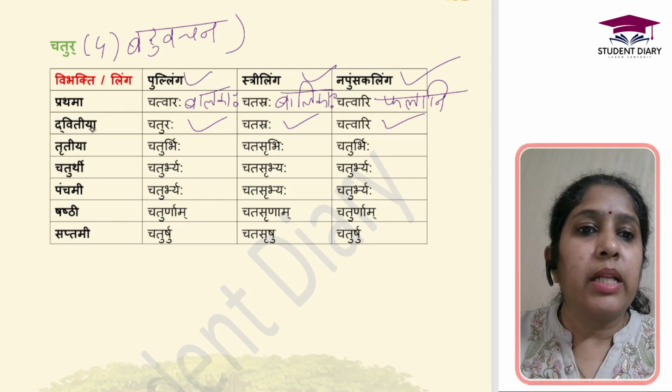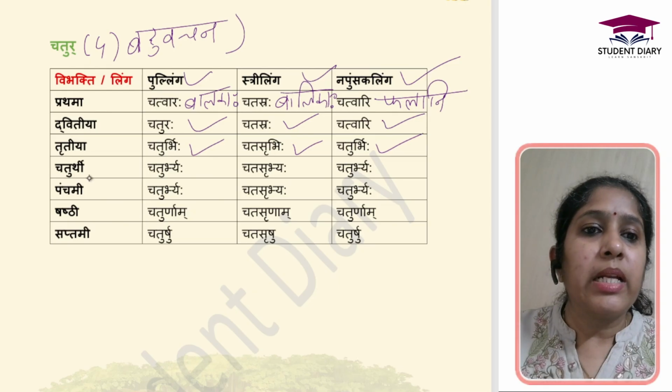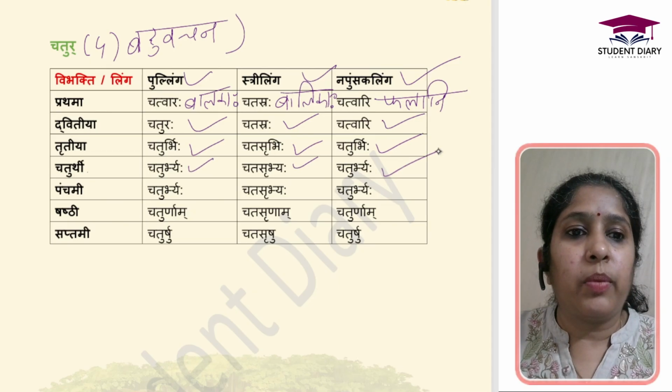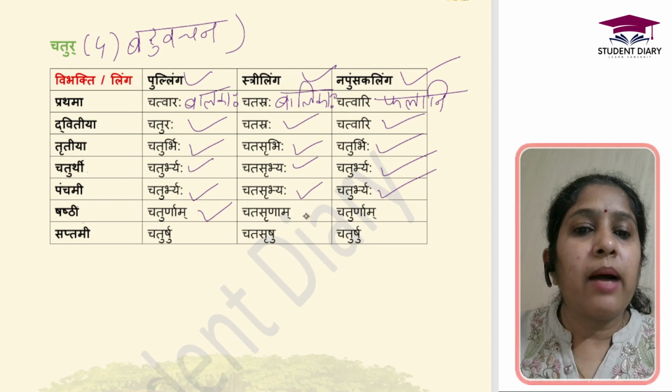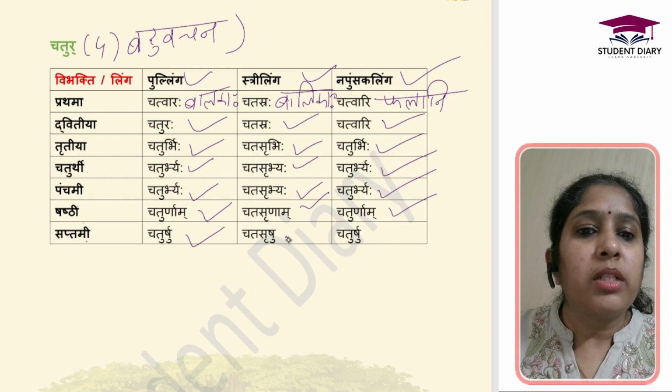For Napunsakling. Then for Tritiya Vibhakti, it will go Chaturbihi, then Chatasrabihi, Chaturbihi. Then Chaturthi Vibhakti goes like Chaturbhyaha, Chatasribhyaha, Chaturbhyaha. Panchami, Chaturbhyaha, Chatasribhyaha, Chaturbhyaha. Shashti, Chaturnam, Chatasrinam, Chaturnam. Saptami will go like Chaturshu, Chatasrishu, and Chaturshu.